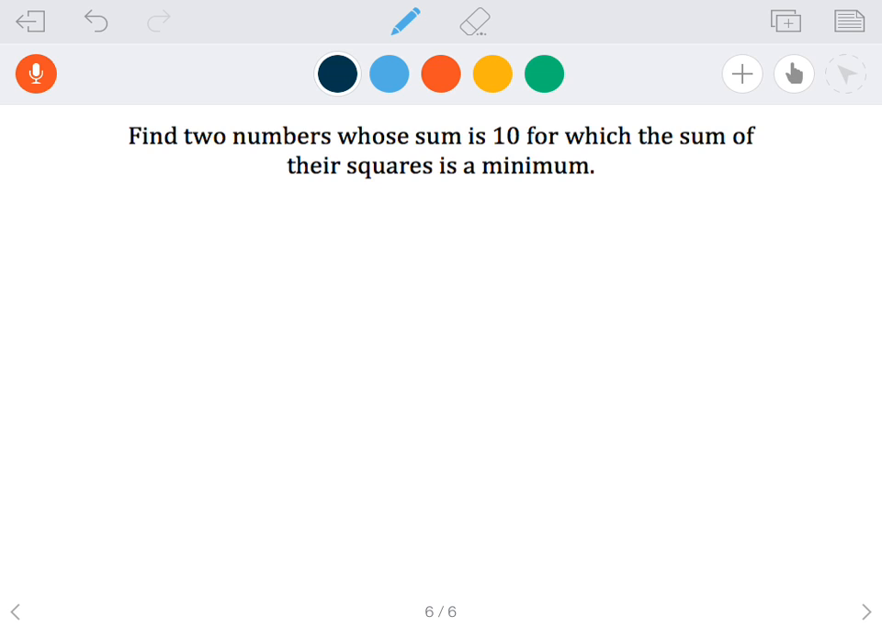It says, find two numbers whose sum is 10 for which the sum of their squares is a minimum. This is a very classic math riddle. But we don't have to sit here and guess and test different values. I could sit here and guess, oh, what's 1 and 9, what's 2 and 8, 3 and 7, etc. Or I can just do some calculus and get the answer directly. I want to find two numbers whose sum is 10. So let's call my two numbers x and y, and they add up to be 10, for which the sum of their squares is a minimum.